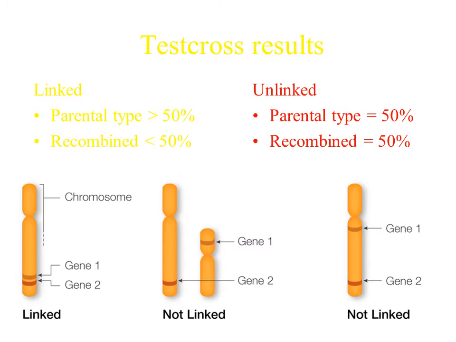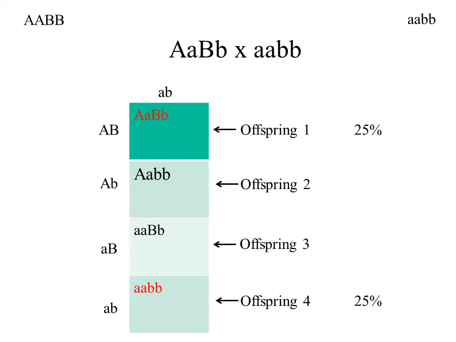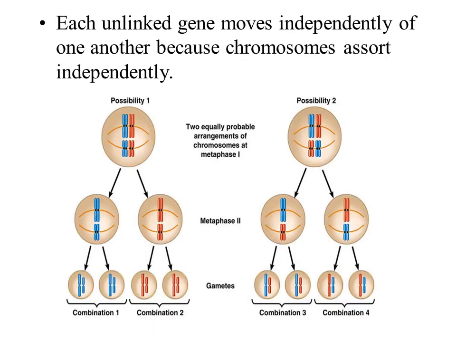This again is going to follow our decoder key, but to the red this time. This is if the parental types are exactly 50%, we know that the genes are unlinked. So this shows us the 50% that looks like the parental type. They are highlighted in red. Each unlinked gene moves independently of one another because chromosomes assort independently.